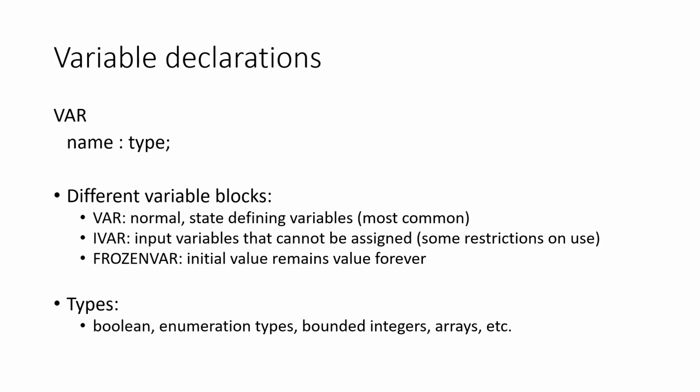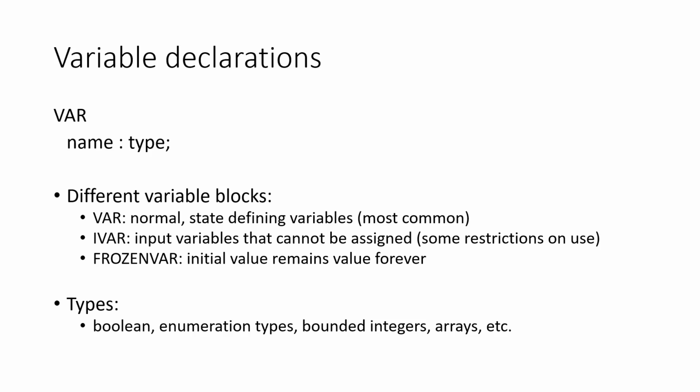There's also something called ivar, which could be input variables, and then you cannot do some assignments to the next value of that input because the input is generated by the environment and not by us. But it's not so common to use ivar. Mostly you see var being used.